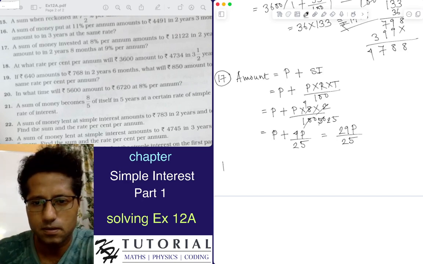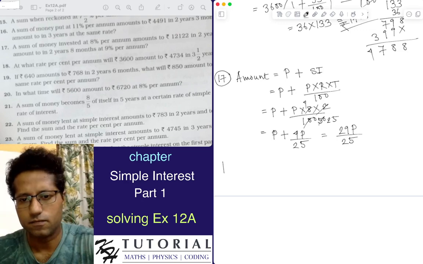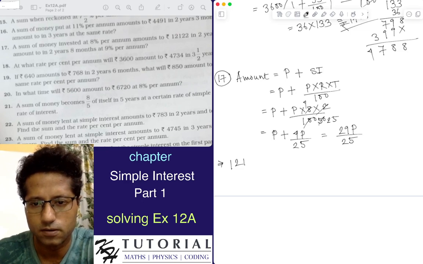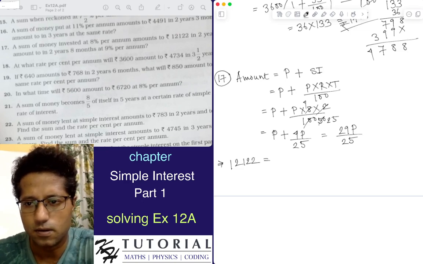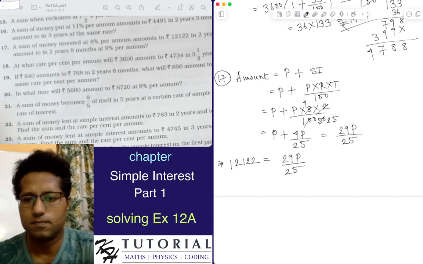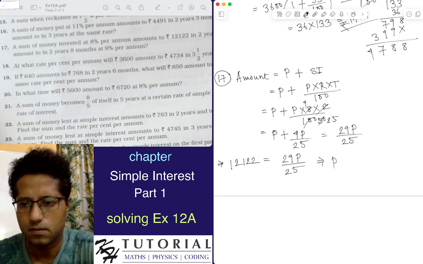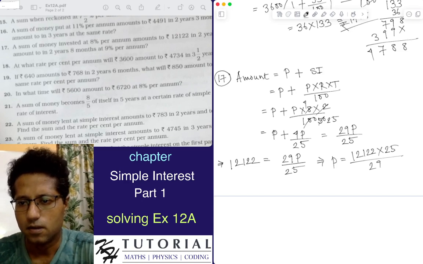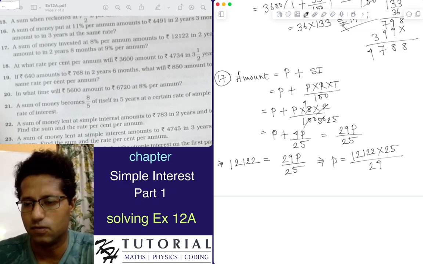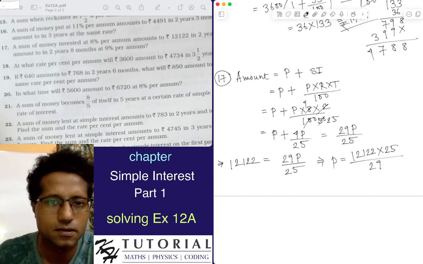Now this implies amount. We know the amount in the first case is given to be how much? 12,122. So this means 12,122 is equal to 29P by 25. So this implies P equals 12,122 multiplied by 25 divided by 29. Now you need not compute this value right away. We will keep the value of P like this.